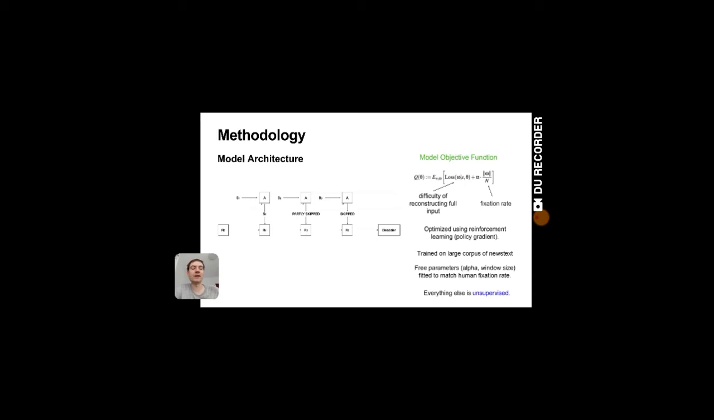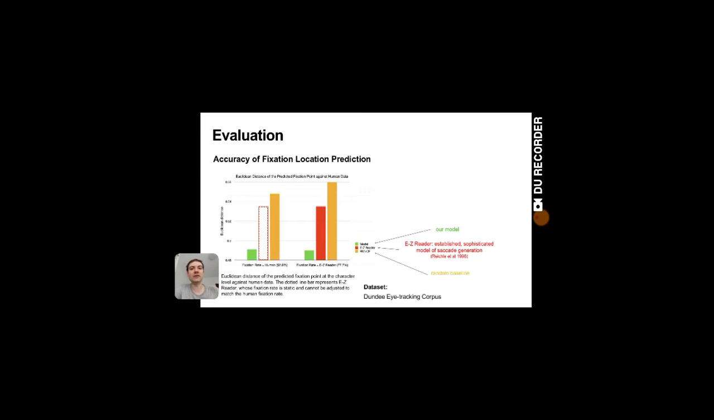In this sense, the model appears quite different from previous models like EZ Reader and SWIFT and others that do not build on this kind of rational objective function, and are instead based on some kind of more sophisticated analysis of the saccade generation and recognition process. So we asked how well this kind of model can do in predicting properties of human fixations. So we evaluated on the Dundee corpus, the corpus of English native speakers reading news text.